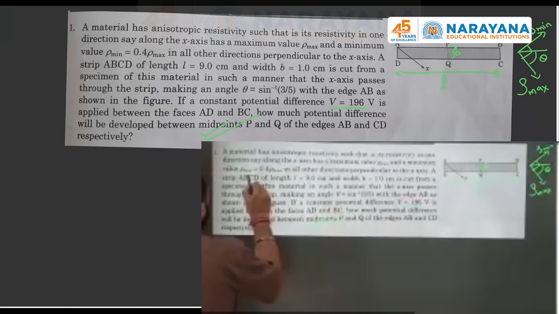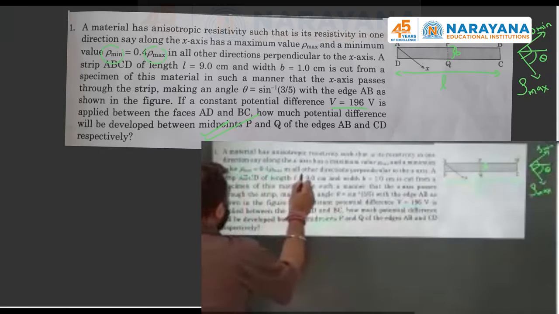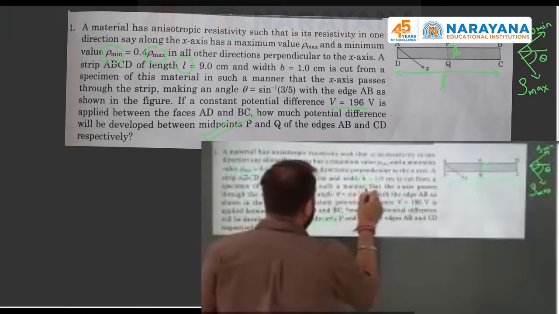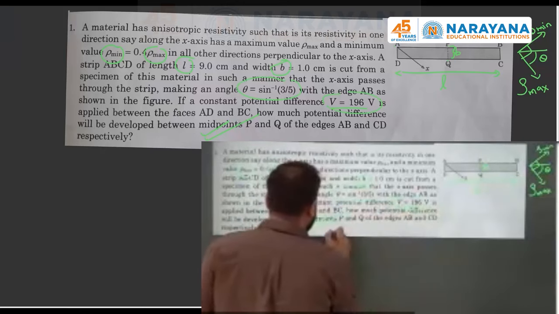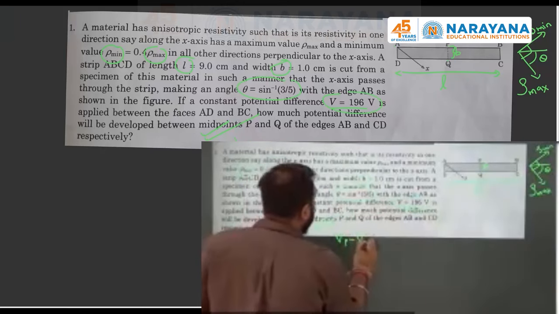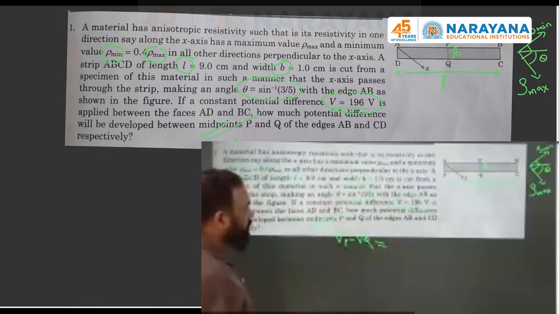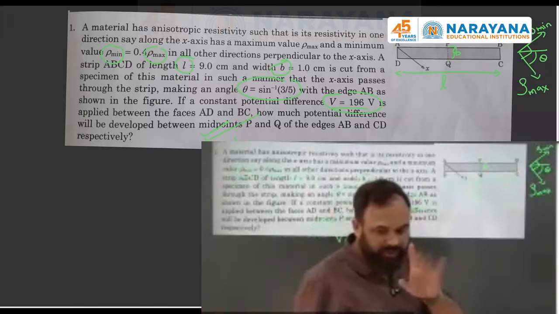So take care that rho min is known, rho max is known, L is known, B is known, theta is given, V given. Can we find out Vp minus Vq? That is the question. It's a one-line problem if you observe it carefully.